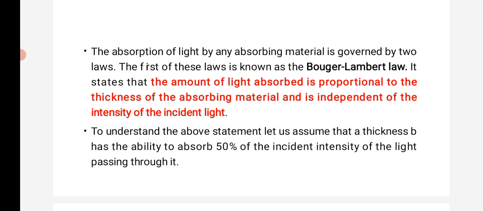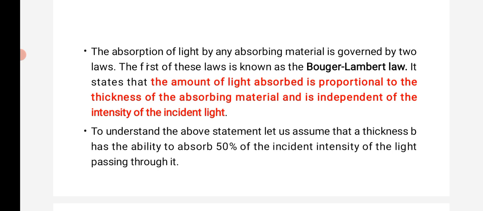So one is Bouguer-Lambert's law and another one is Beer's law. Okay, Beer's law and one more thing is Bouguer-Lambert's law. Here the absorption of light by any absorbing material is governed by two laws. That's why I will say that they depend upon two different types of law.